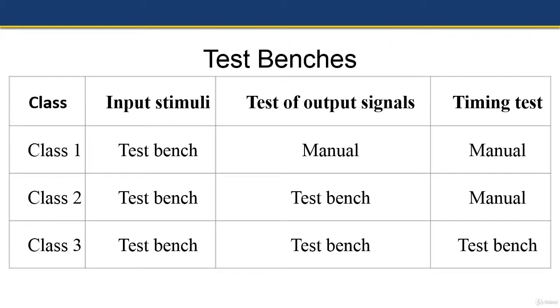The following table describes the different classes of test benches. Input stimuli is performed by all three classes. Testing the values and the timing of the output signals is manually done in class 1 and done automatically in classes 2 and 3. Class 2 checks the values of the output but not the timing. And class 3 automatically checks both the values and the timing of the output signals.